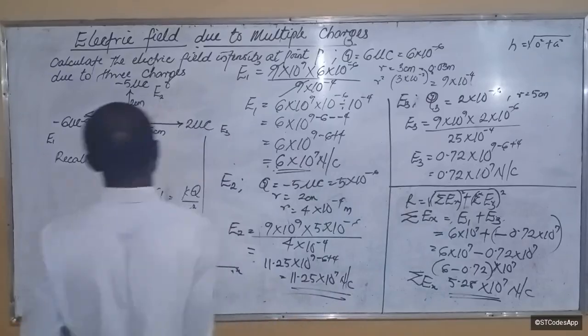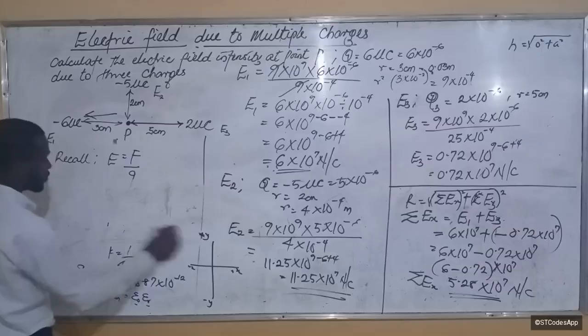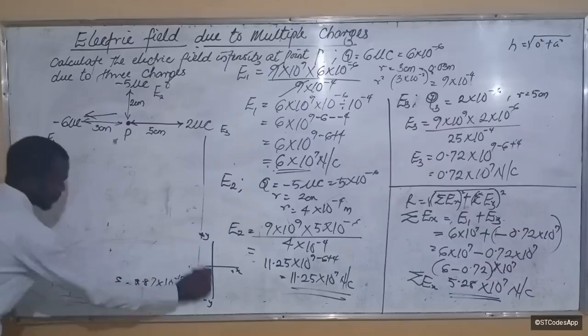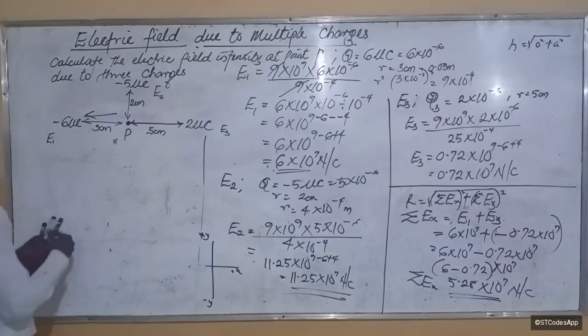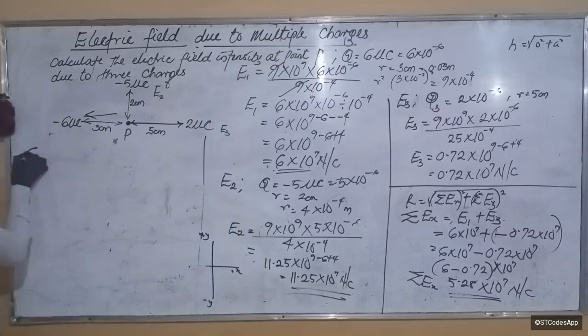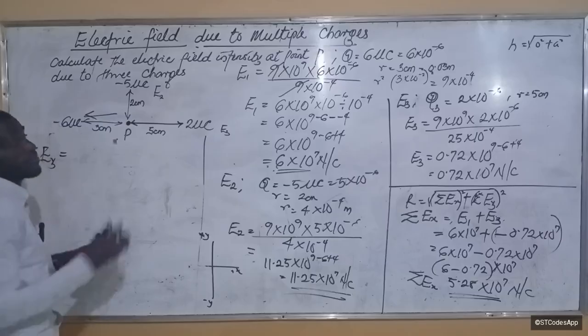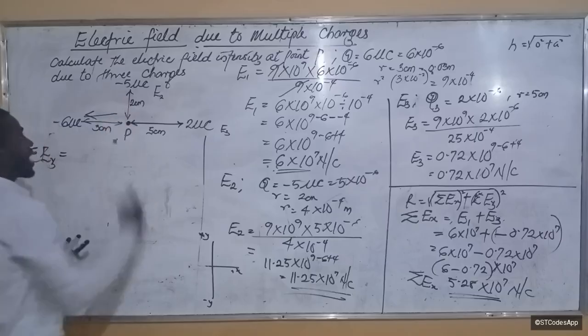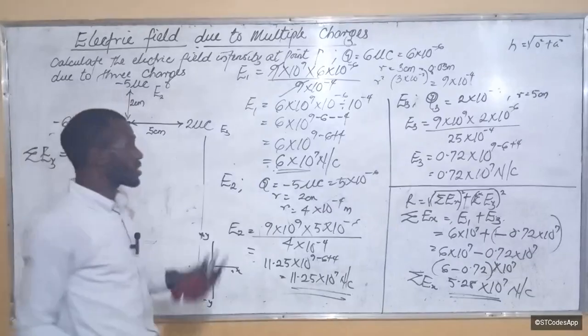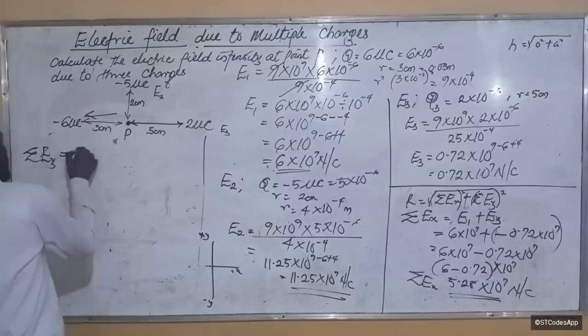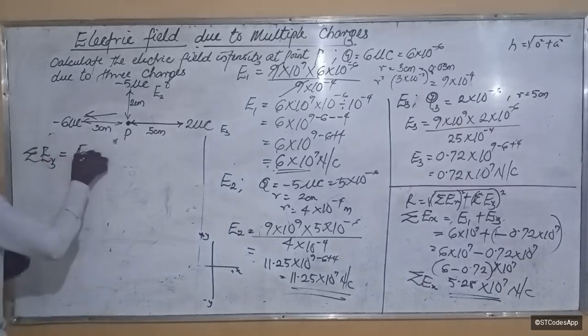Now let's find the electric fields on the y-axis. The sum of electric fields on the y-axis will be equal to, how many electric fields do we have on the y-axis? This one alone, only E2, okay? But will it be positive or negative?